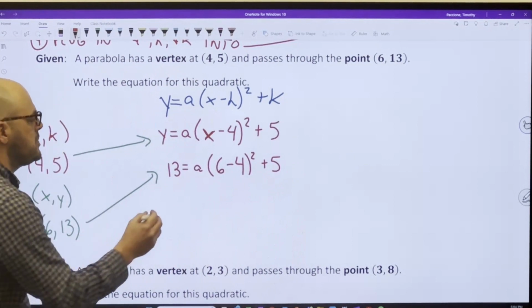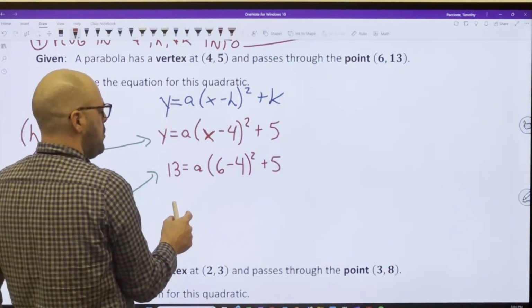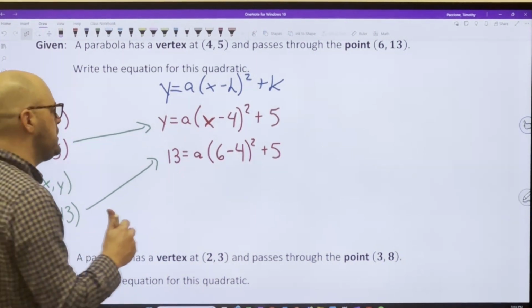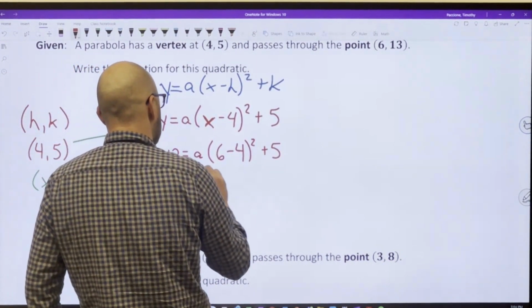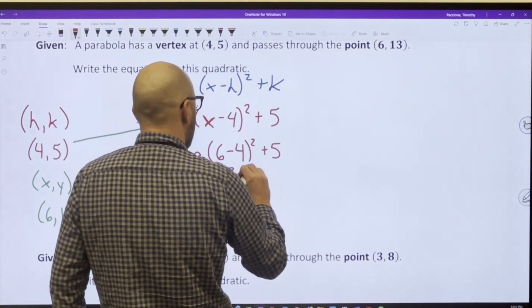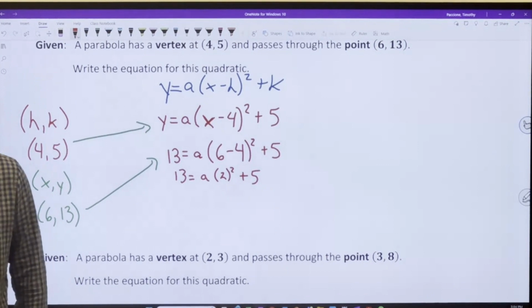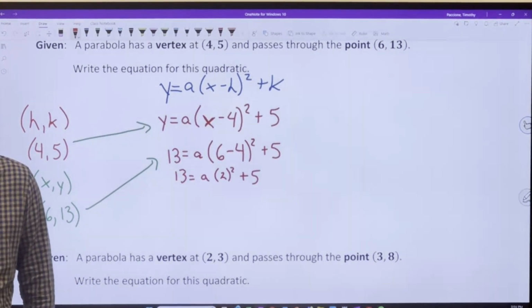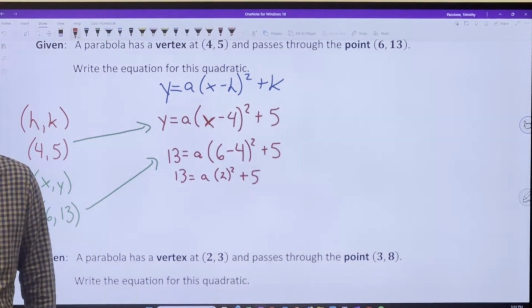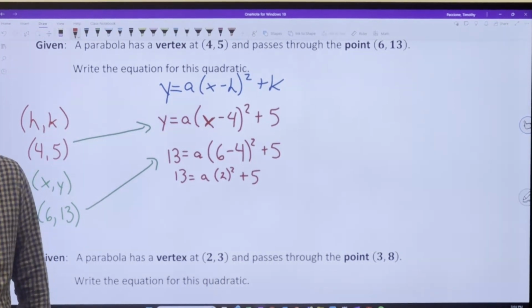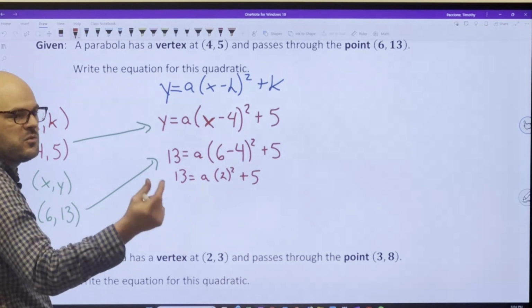Okay, now I just need to solve for a. So what would I do first here? 6 minus 4 inside parentheses, so it becomes 13 equals a times 2 squared plus 5. What is 2 squared? 4. So we're going to have a times 4, but do we usually write a4? No, when we have a number times a letter, we write the number first. So it's really 4a, right? This is a times 2 squared, this becomes 4a.